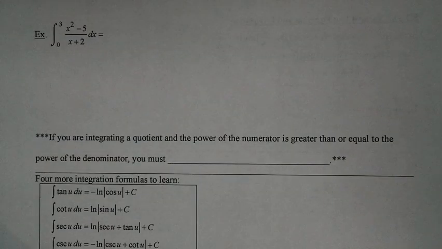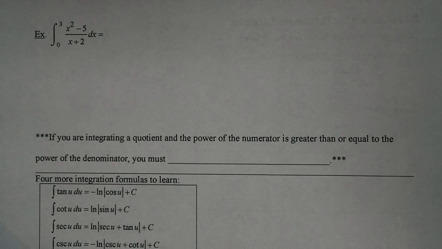So in this example, we have to compute the integral from 0 to 3 of (x squared minus 5) divided by (x plus 2) dx. So the first thing that would feel natural is to use a u substitution. The first u I would think of is x squared minus 5, and then the differential is going to be 2x dx.